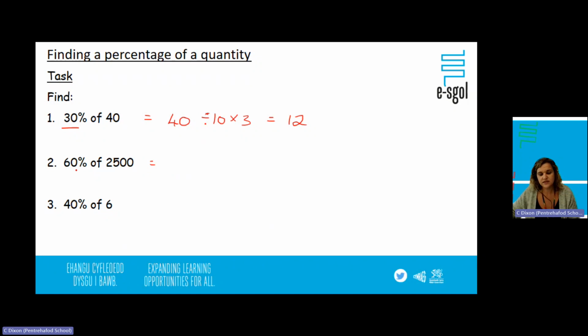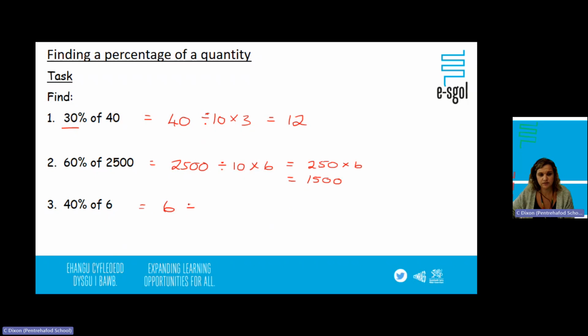Now 60% wasn't on the last slide, but you could have used the same pattern here. Okay, so we're going to start with 2,500. We're going to divide by 10 to find 10%. And then to get from 10 up to 60, we need to multiply by 6. Okay, so 2,500 divided by 10 is 250. So I need to work out what 250 multiplied by 6 is. That answer is 1,500.